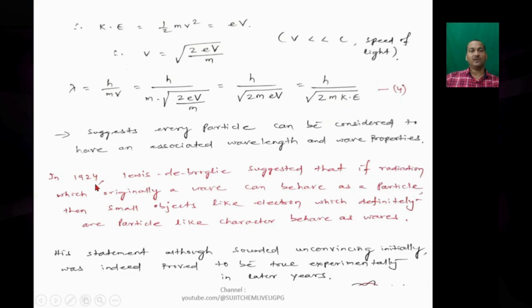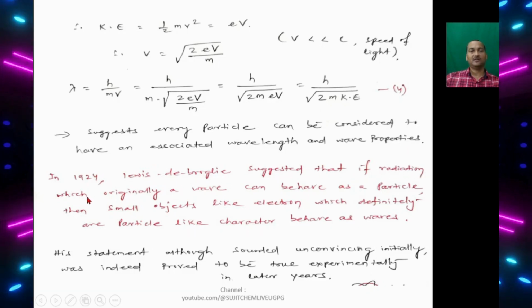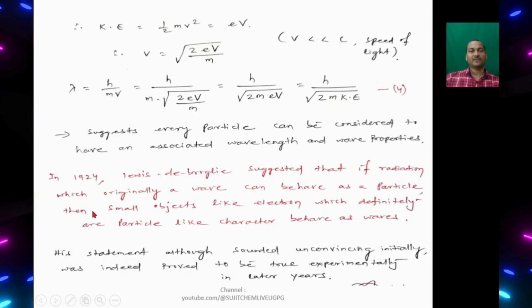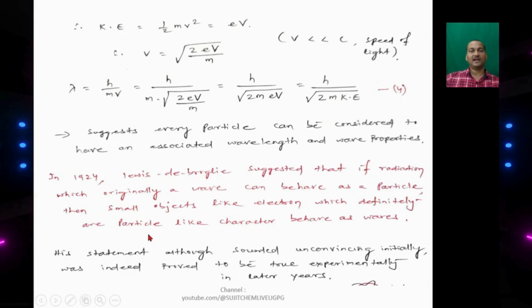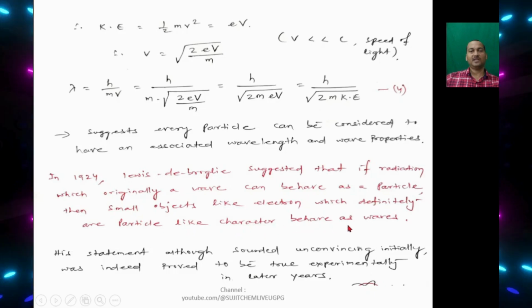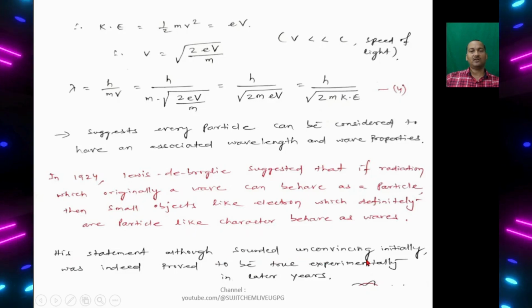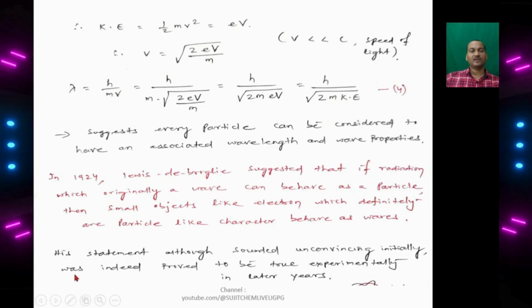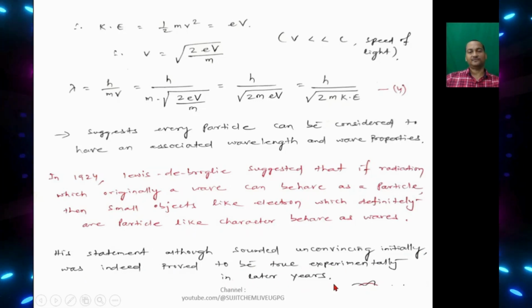In 1924, Louis de Broglie suggested that if radiation, which is originally a wave, can behave as a particle, then small objects like electrons, which definitely have particle-like character, behave as waves. His statement, although it sounded unconvincing initially, was indeed proved to be true experimentally in later years.